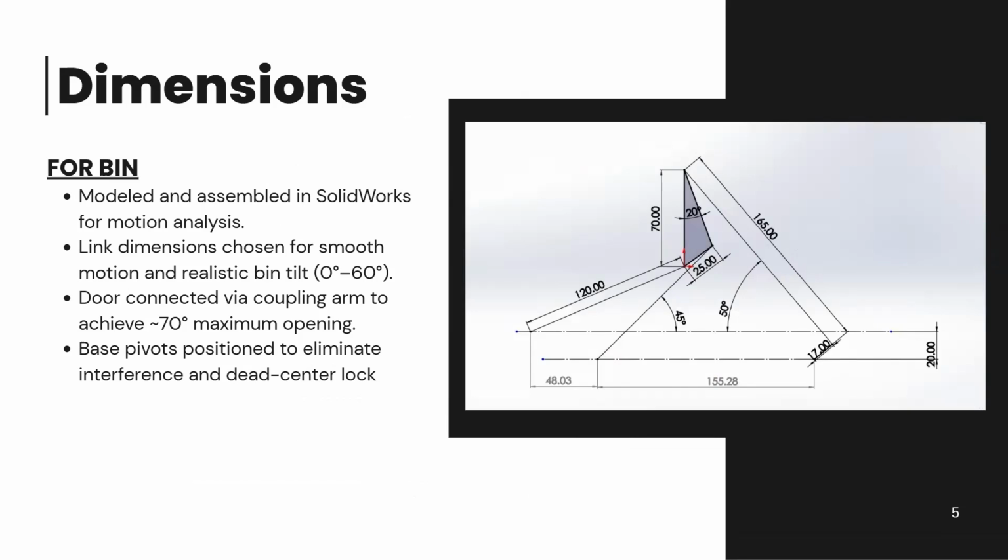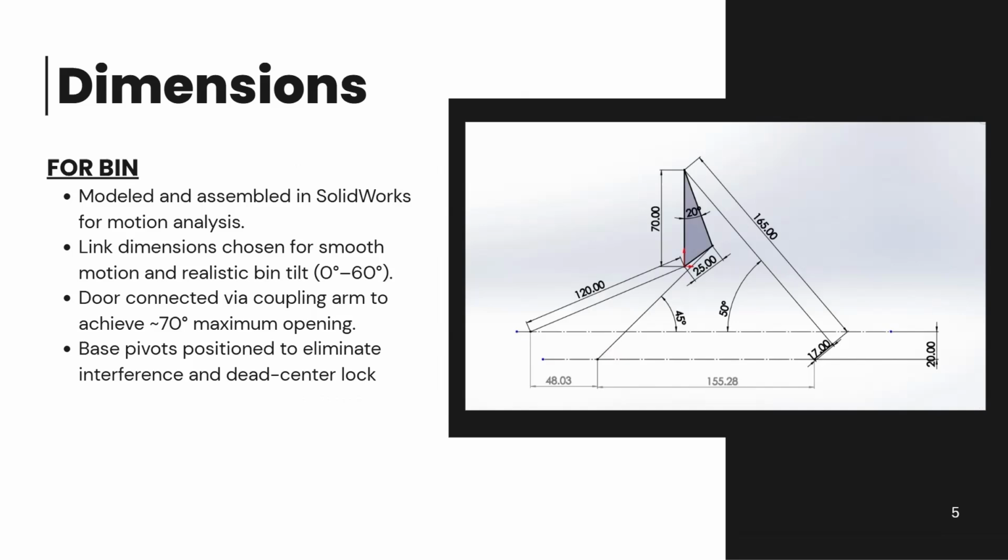So first, let us look at the bin and its linkage dimensions, which were modeled and assembled in SolidWorks to conduct a detailed motion analysis. All link lengths shown in the diagram on the right were carefully chosen to ensure two key outcomes. The first is smooth and interference-free motion, and the second is a realistic and reliable bin tilt angle.